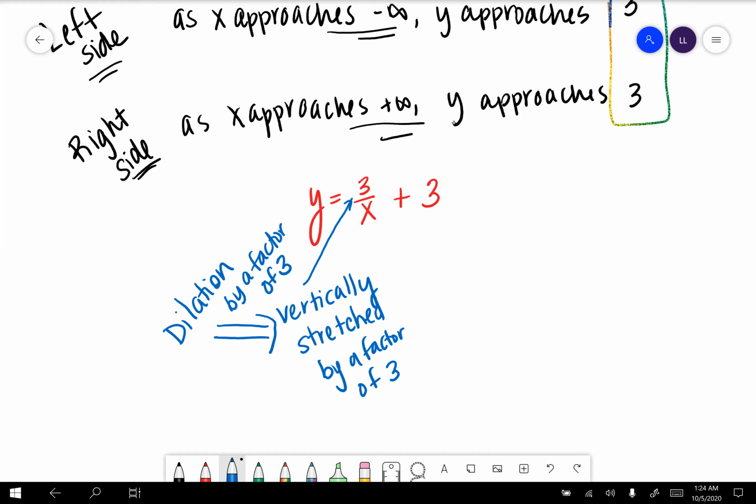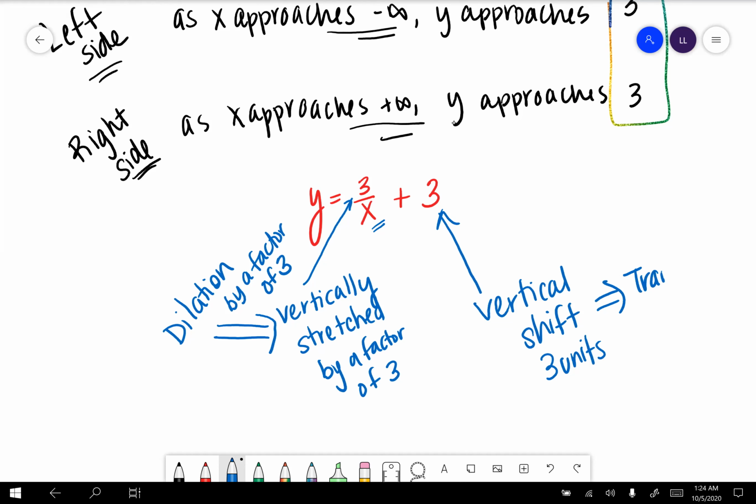Okay, it was not shifted to the left or right, so we're not going to say anything about this x here because x is by itself. But it was shifted up 3 units. So there was a vertical shift, 3 units. So that's a translation, right, from unit 1. And if I were to write this in function notation, that would be T03, right? The dilation would be D3. That would be the function notation there. And that's how you do the work for a rational function.